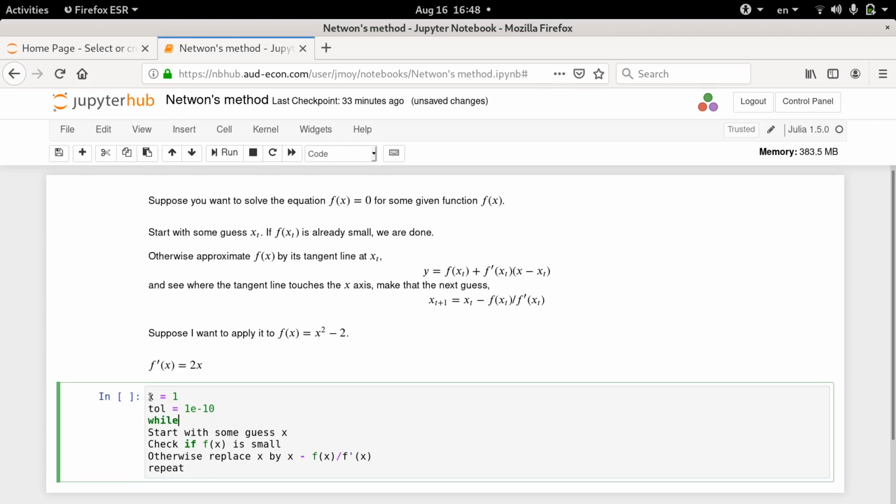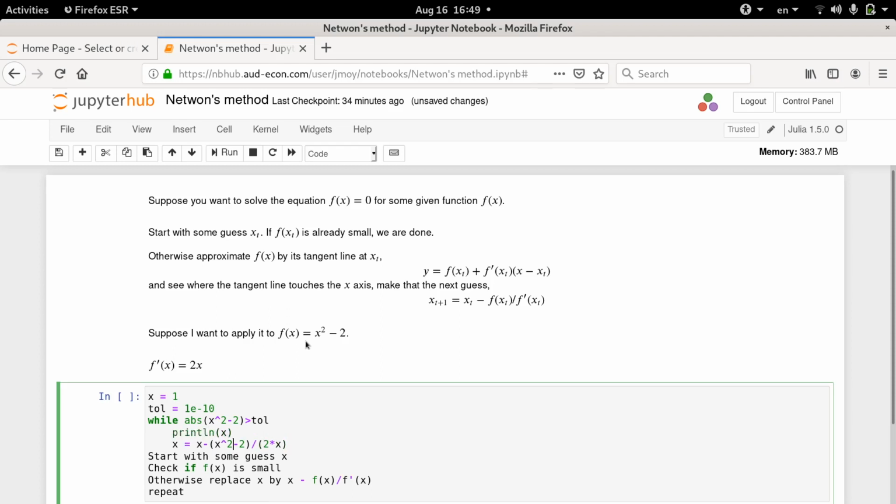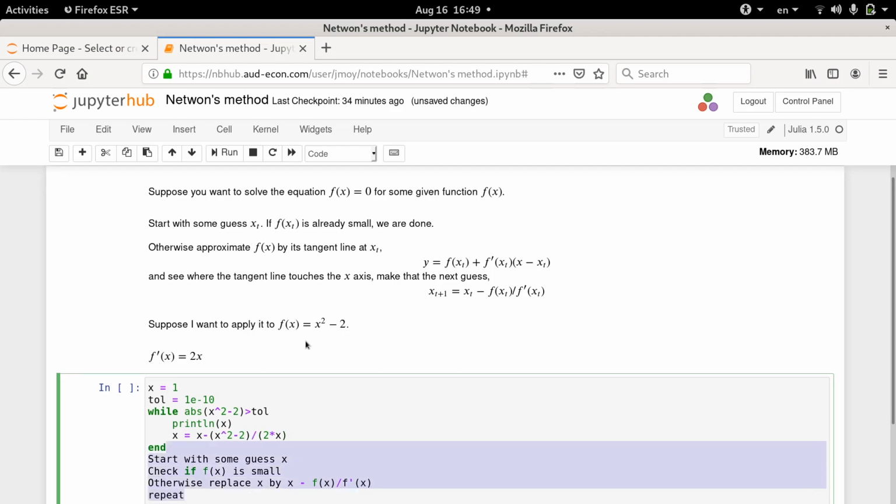Next we start the loop and we say while. So I am applying it to this example, x squared minus 2 is equal to 0. So I say that while x squared minus 2, whether the error is positive or negative, I want it to be small. So I say while the absolute value, abs is a function which takes the absolute value of some expression, so while the absolute value of x squared minus 2 is greater than tolerance. Okay. Replace x with x minus, what is f(x)? f(x) is x squared minus 2 divided by f dash x, which is 2 times x. And let us also print x so that we know where we are. Print x and then we say end to end the loop. So let's run this and see whether it works.